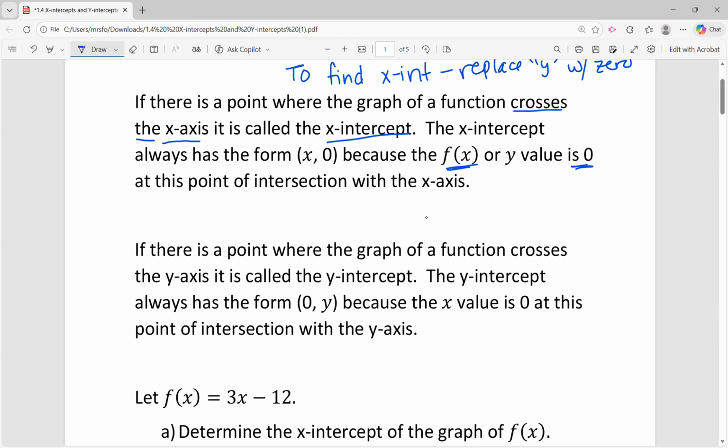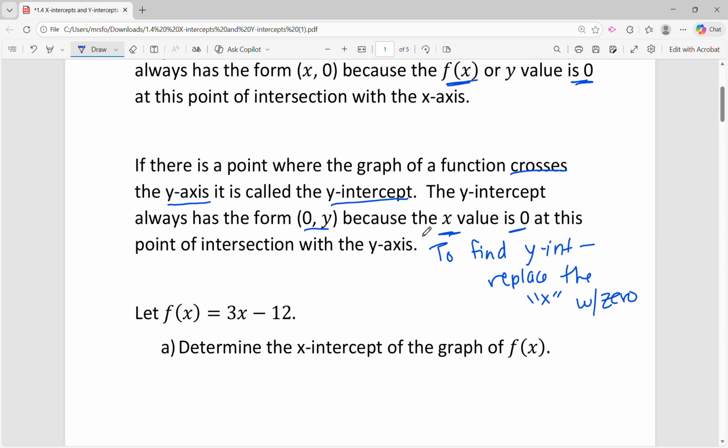Similarly, where the graph crosses the y-axis is called the y-intercept, and it's in the form (0, y), where the x is 0. So to find the y-intercept, replace the x with 0 and solve.